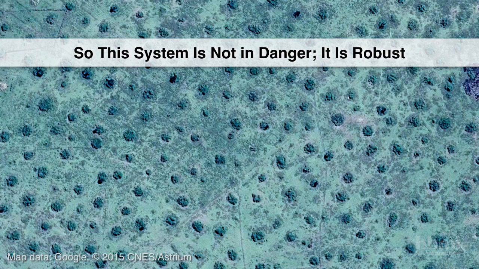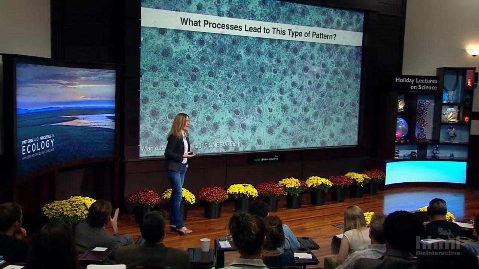Okay, so clearly this means that this is not in danger. Now we look at this pattern, we see clumps, but this isn't in danger because under every one of those clumps, you see a termite mound. So this system is, in fact, pretty robust if there are changes in precipitation. But now the question is, what processes lead to this type of pattern?